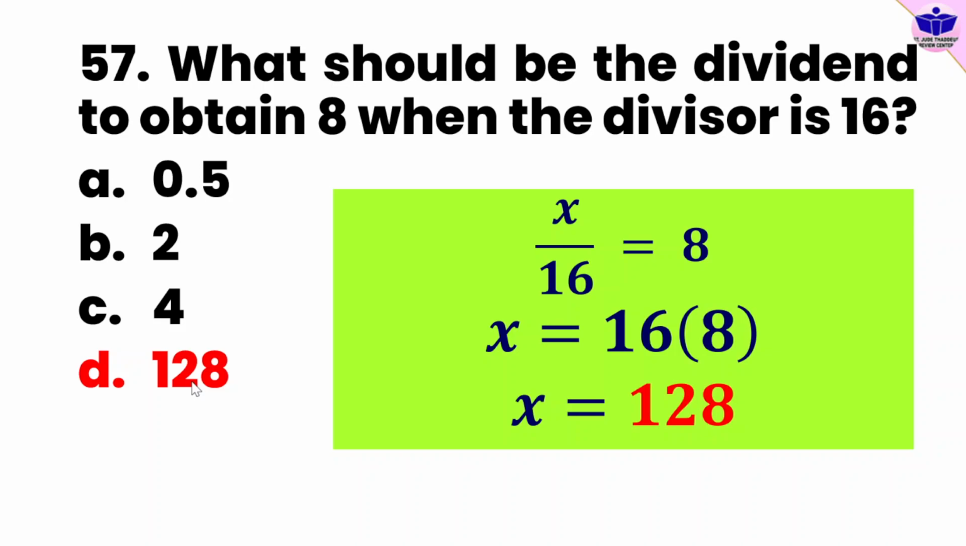Actually, division is just the opposite of multiplication. All you have to do is multiply 16 and 8 in order to get the dividend. So 8 times 16 is 128. Or if you do it algebraically, X is the dividend, 16 is the divisor, and the quotient is 8. So just cross multiply: 16 times 8 is 128.